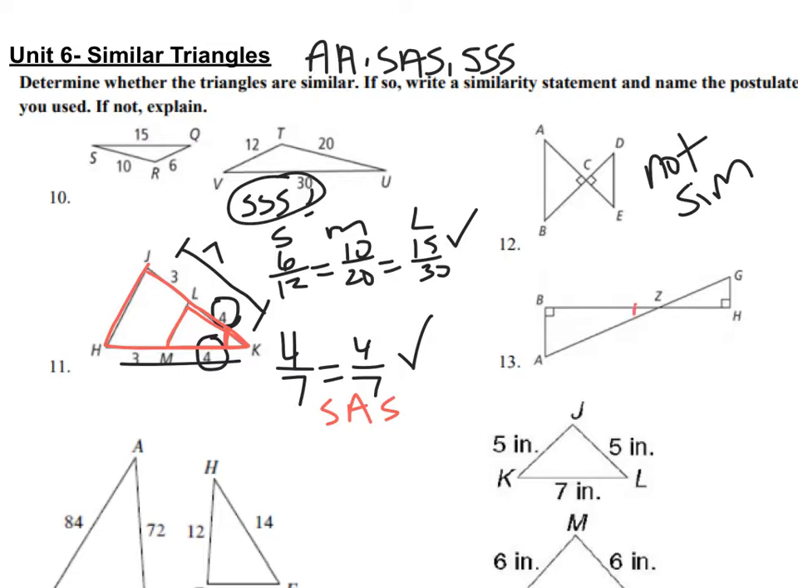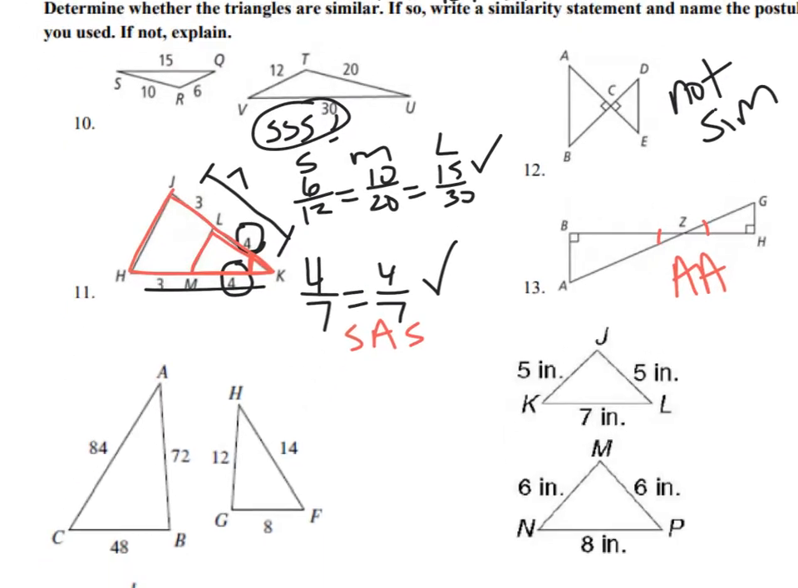The next question is a bow tie, so I can add those vertical angles. And now I have 2 angles in each triangle congruent to the other. So these are similar by angle, angle.